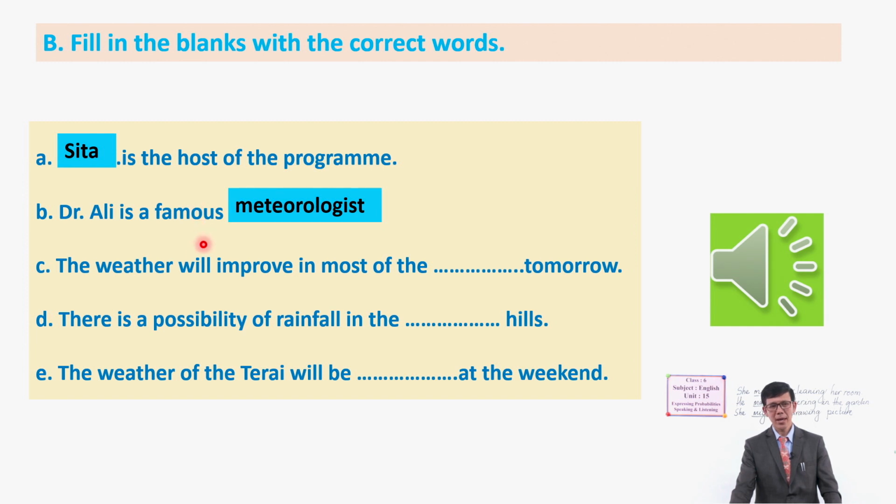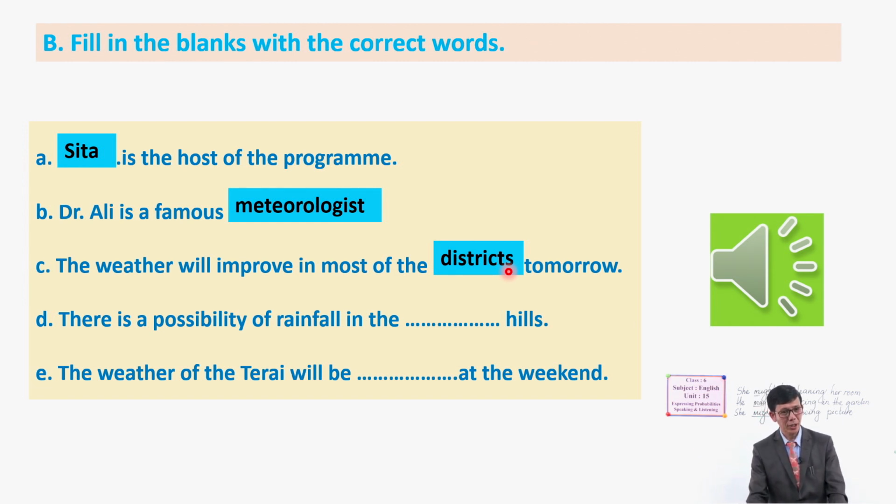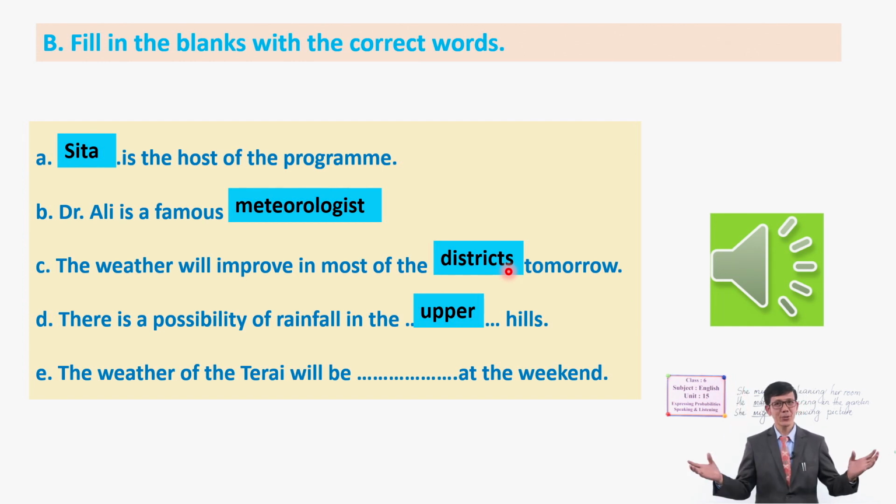And the weather will improve in most of the where? Tomorrow. Yes. What is your answer? Right. In most of the districts tomorrow. That's the correct answer. And number D, there is a possibility of rainfall in the hills. So which part of the hills? You heard that. Wonderful. So, of rainfall in the upper hills, as you heard. That's also the correct answer.